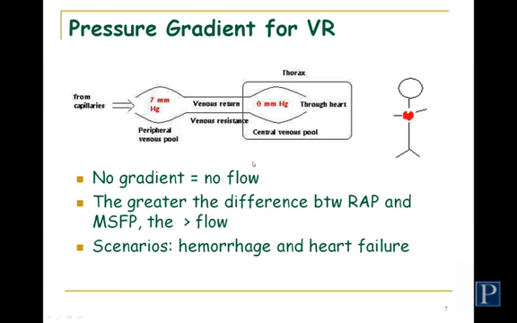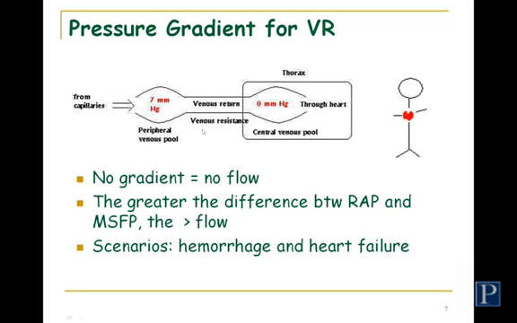So, big picture: know which of the two pressures is driving blood back to the heart and which is opposing blood going back to the heart. What would happen to each pressure, or if I change the pressure, what happens to the gradient? What happens to venous return and therefore cardiac output?